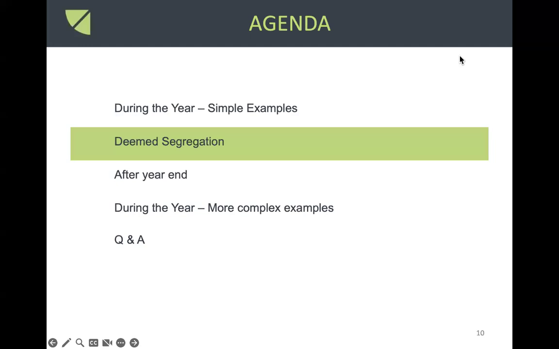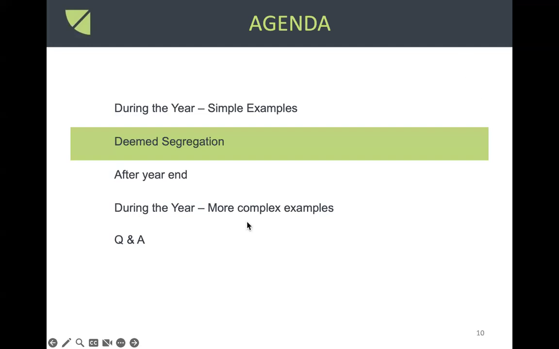Next question is from Daniel. In the first year, is it possible to calculate ECPI on the exact date instead of a percentage? For example, July 1 to Jan 10 is accumulation and Jan 11 to June 30 is pension mode. So Daniel, great question, which is a really good lead into the next section that we're about to discuss, which is deemed segregation. So can you please keep that question in mind as we go through this next section?